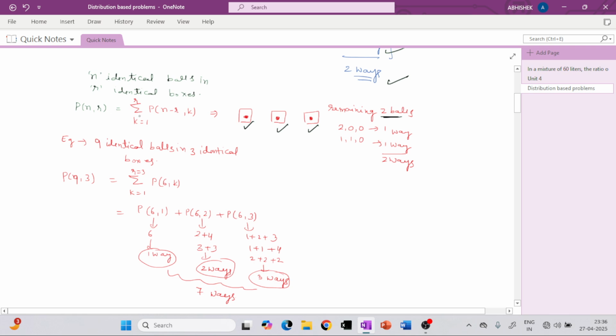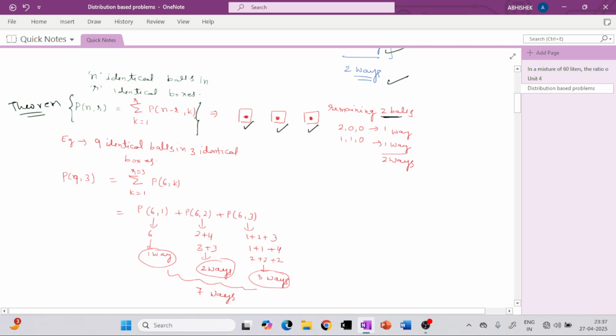Okay, so for a bigger value of n, we will use this type of partition method. This is a theorem: P(n, r) equals summation of P(n minus r, k), where the value of k goes from 1 to r. And why are we subtracting r from it? Because r means no box remains empty.